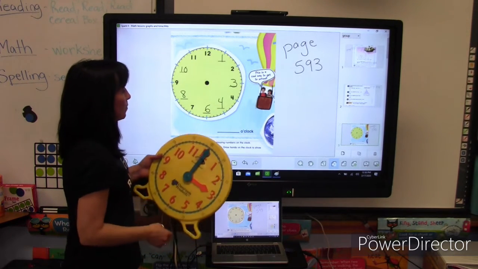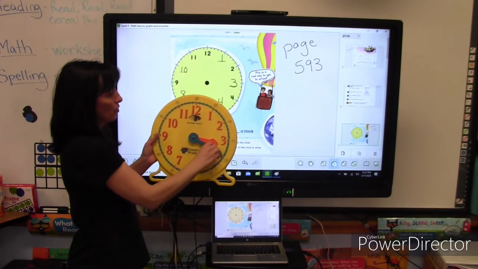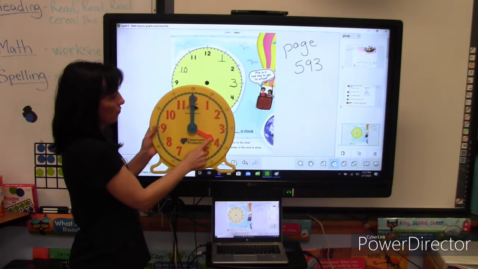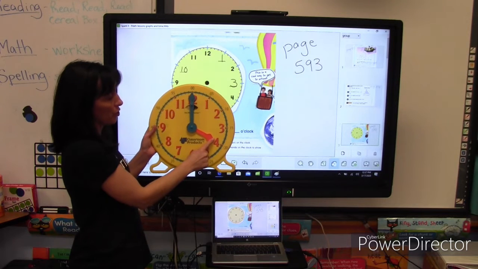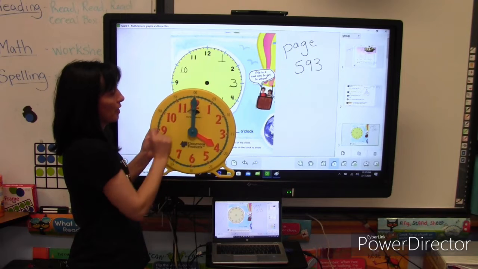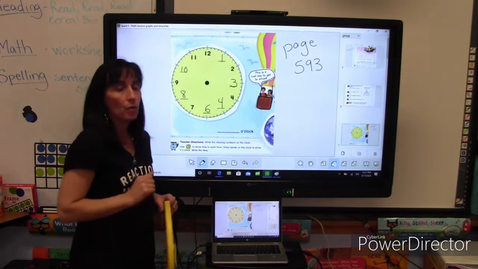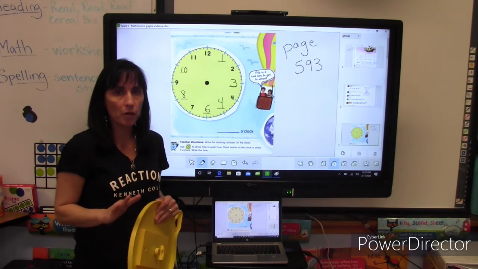The directions on this page tell us that we need to make our clock say 4 o'clock. So if we go around until we get to 4 o'clock, we can see the small hand, which is the hour hand, is pointed at 4, and the large hand, which is the minute hand, is pointed at 12. So we need to make our clock look like that. When you're making your clocks, I don't want you to worry about arrows.